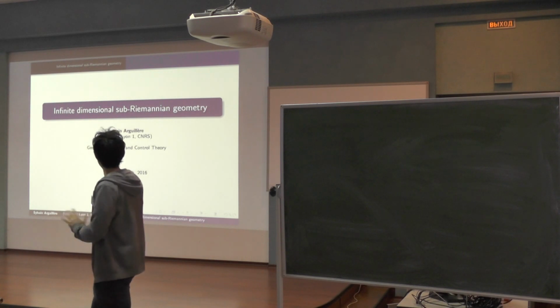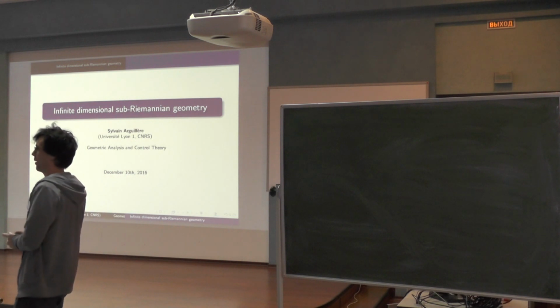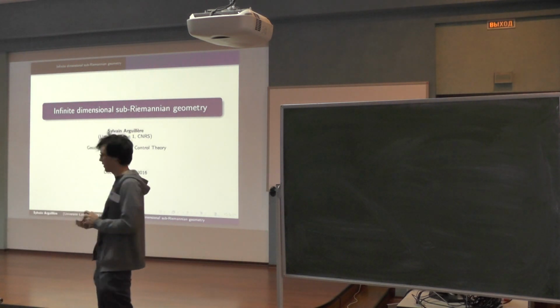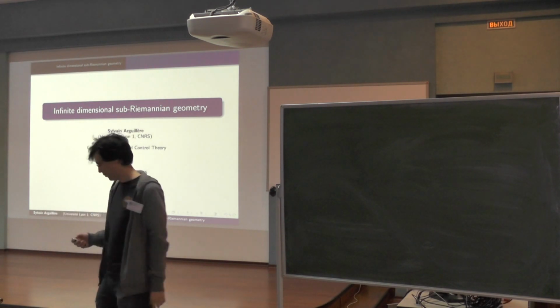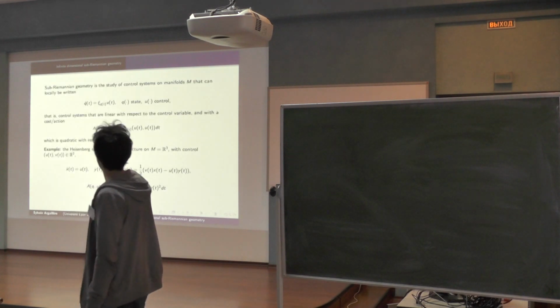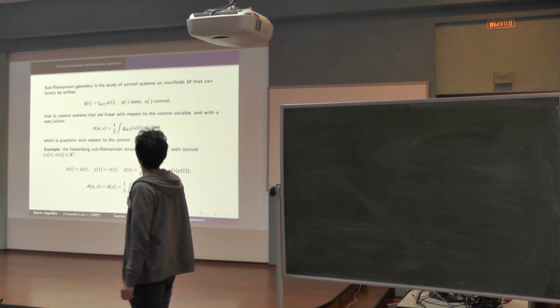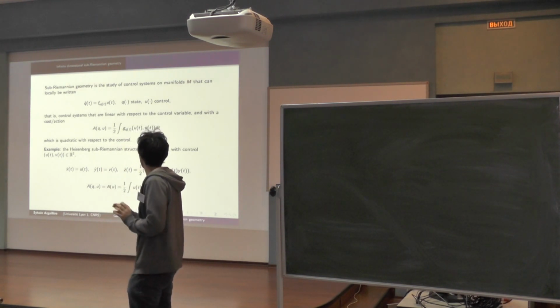So I'm talking about sub-Riemannian geometry and what happens in infinite dimensions. In particular, we will see that a lot of difficulties arise, but they're interesting difficulties, I think. We've already talked about sub-Riemannian geometry in this conference, but my presentation is maybe a little different, so it can be a little more general.